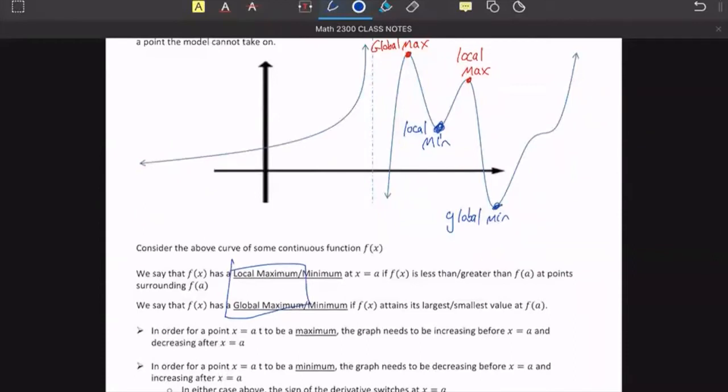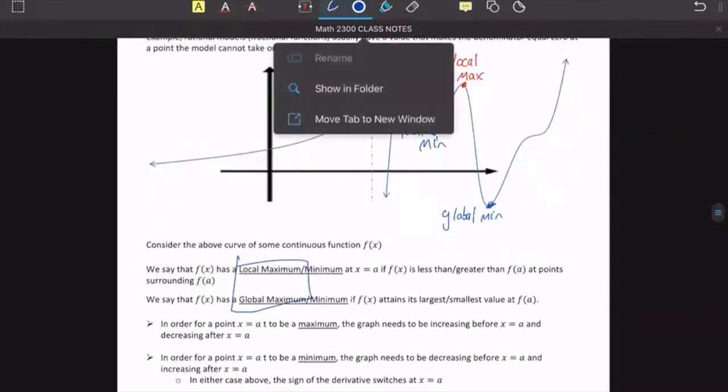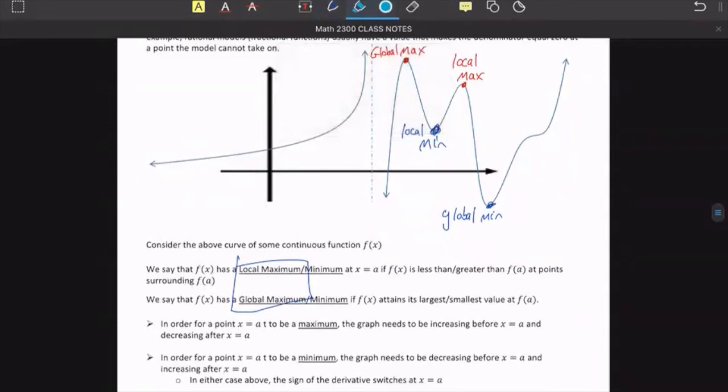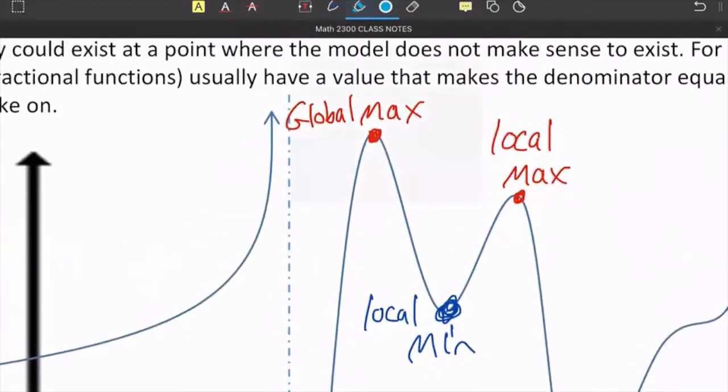So what does this have to do with calculus? That's what it says in this next thing right here. This is linking it to this material that we're learning. In order for something to be a max, the graph is going up before that point and then going down after that point, right? If we just zoom in on this piece right here, we're going up right here and down right here.